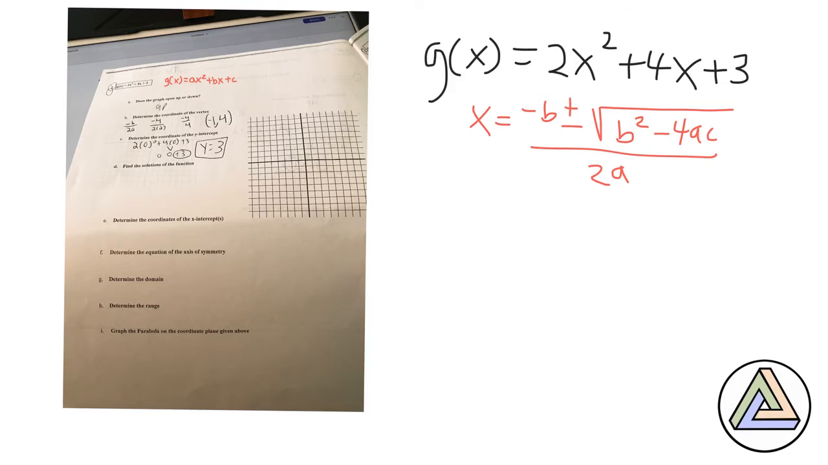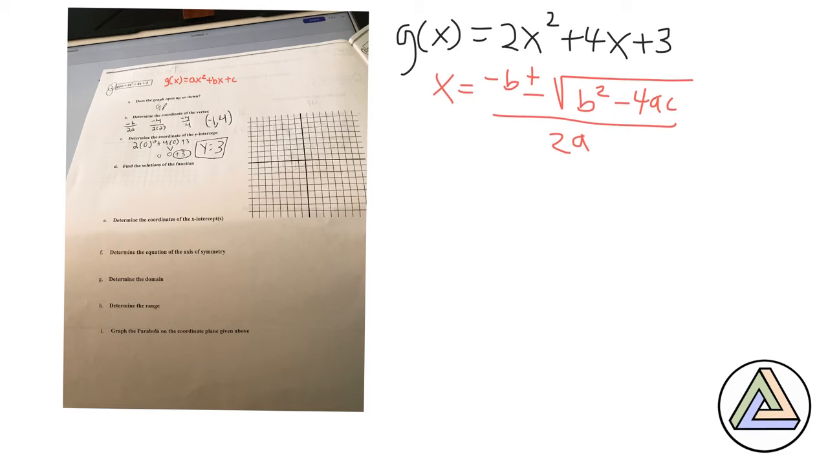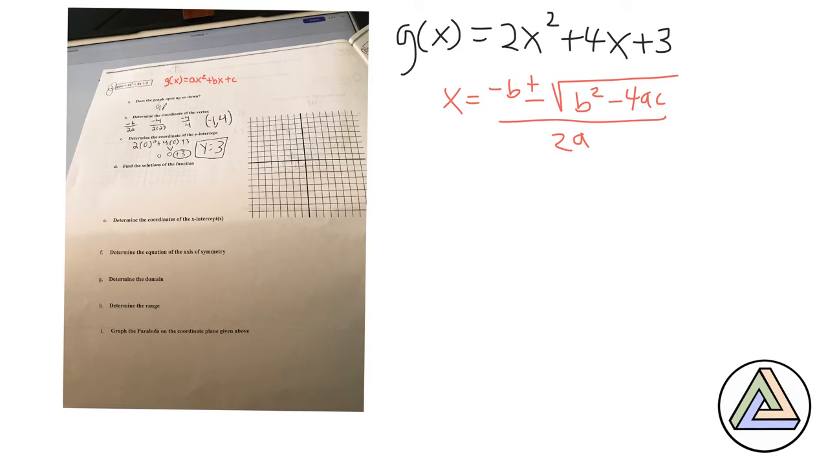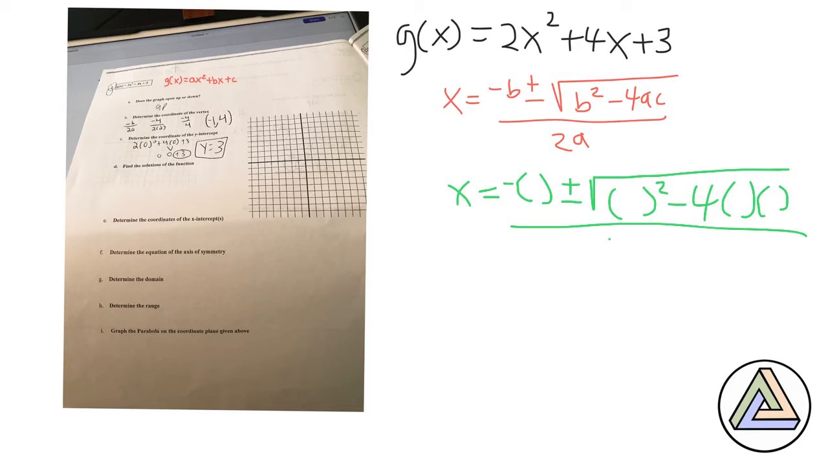Now, when using the quadratic formula, I will once again heavily suggest drawing empty parentheses. I'm going to do this in a different color just to avoid confusion. Empty parentheses. So we have negative b as a negative empty parentheses. We have empty parentheses squared minus 4, guess what, empty parentheses, all over 2 times empty parentheses. And then you just fill in what belongs in each parentheses from there. And I'm going to do that right now.